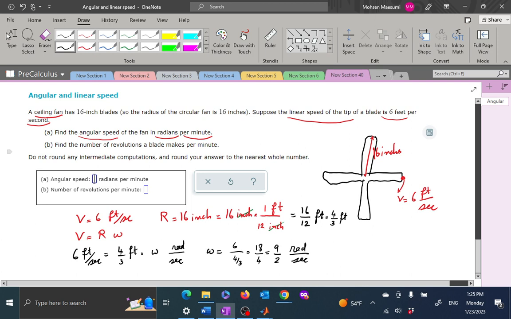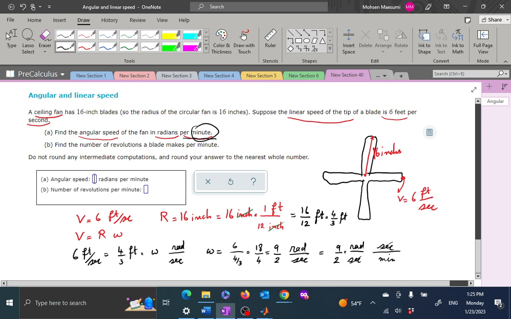So we had an additional complication here, which is we want it per minute. So how do we change that? This is 9/2. This is radian per second. So I don't want second. So I put a second up here to cancel the second. What is it that I want? I want minutes because it told me minutes. Okay, so that the seconds cancel.